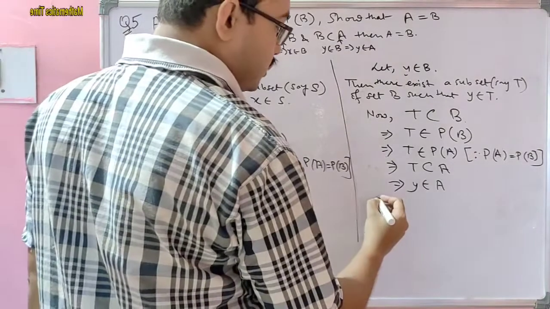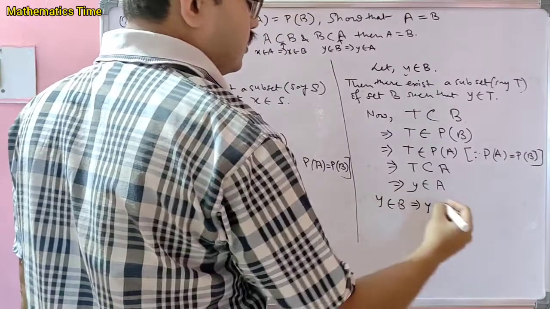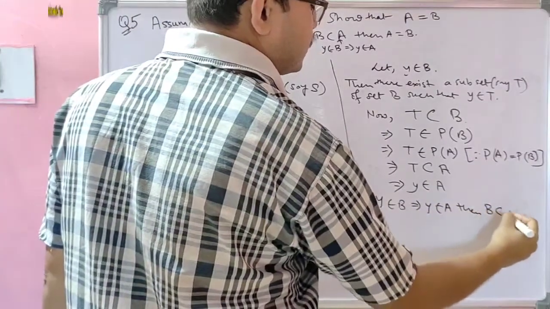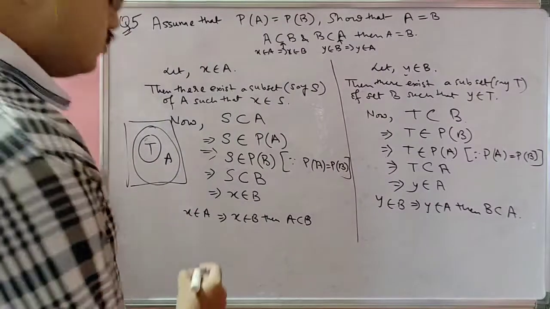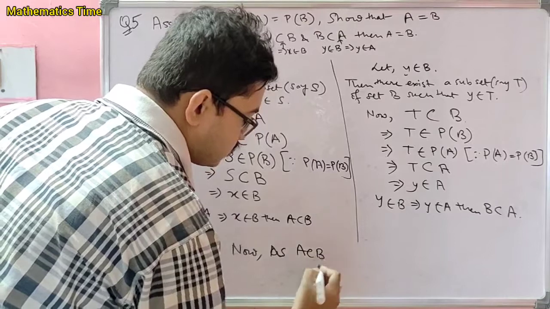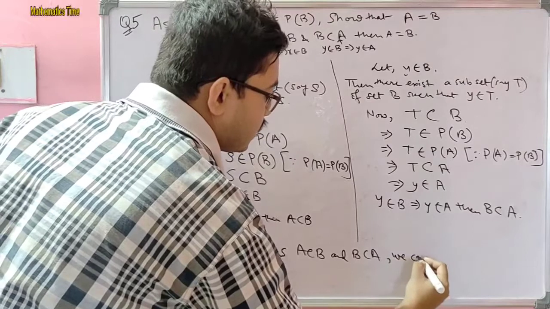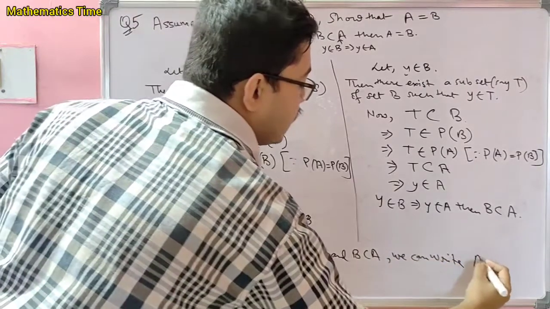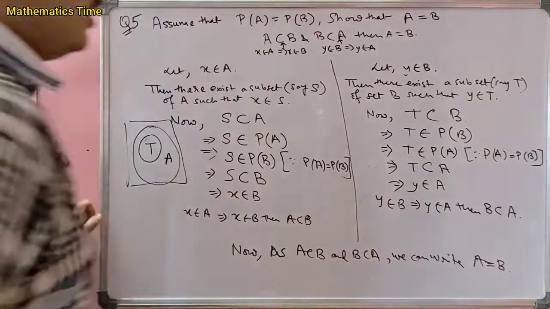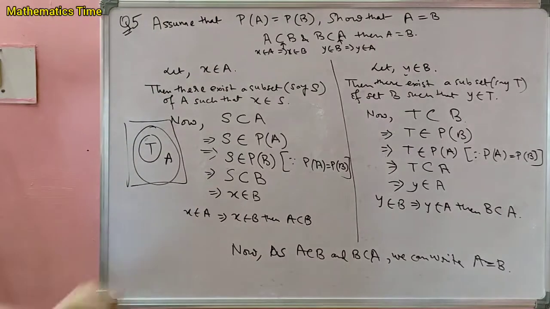So we started with Y belongs to B implies Y belongs to A. Then we can say that B is a subset of A. We achieved this. Now as A is a subset of B and B is a subset of A, we can write A is equal to B. This is by definition. If A is a subset of B and B is a subset of A, we can write A equal to B. We planned the problem and we solved by the planning. Okay, this is how we can solve this type of problem.